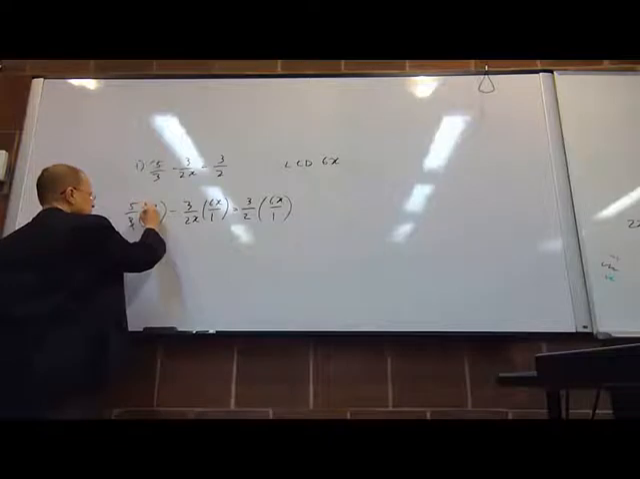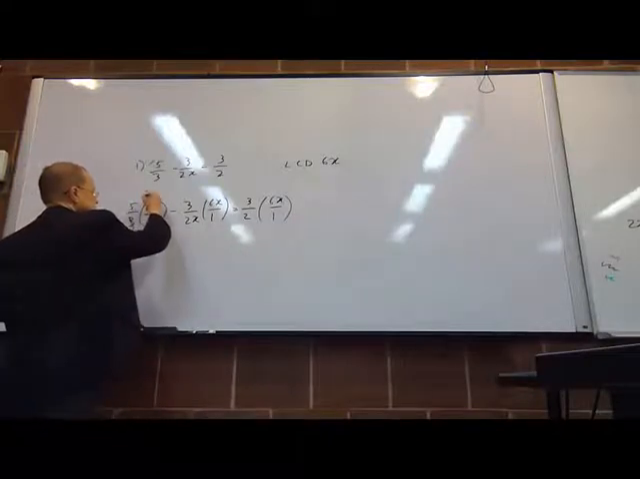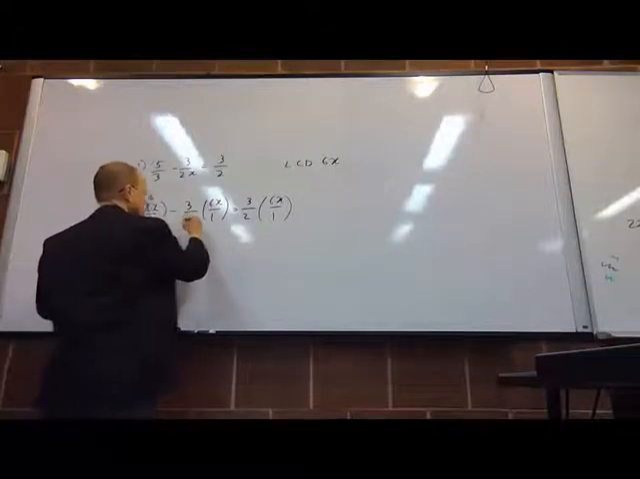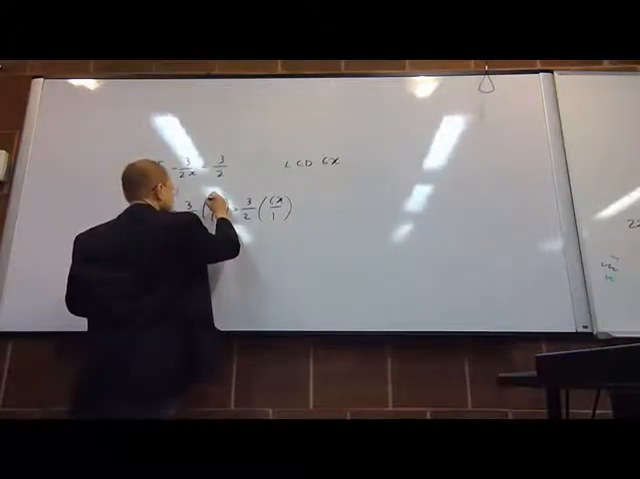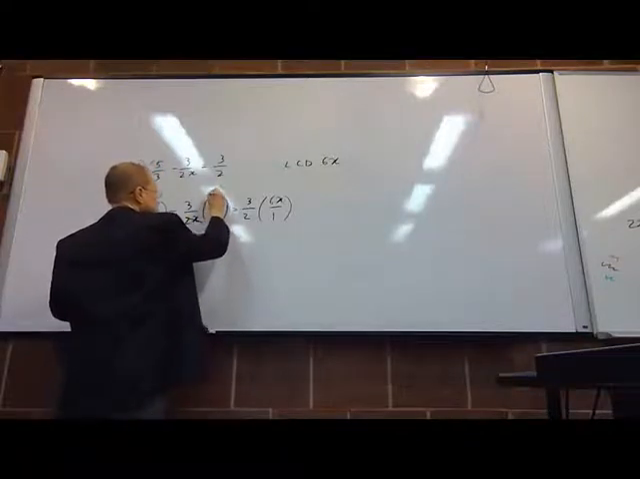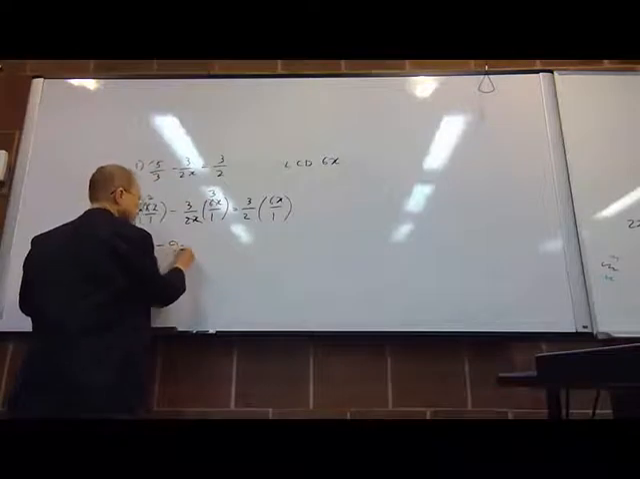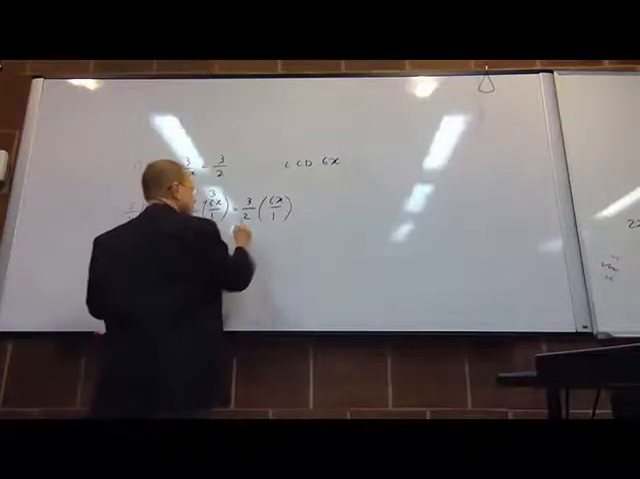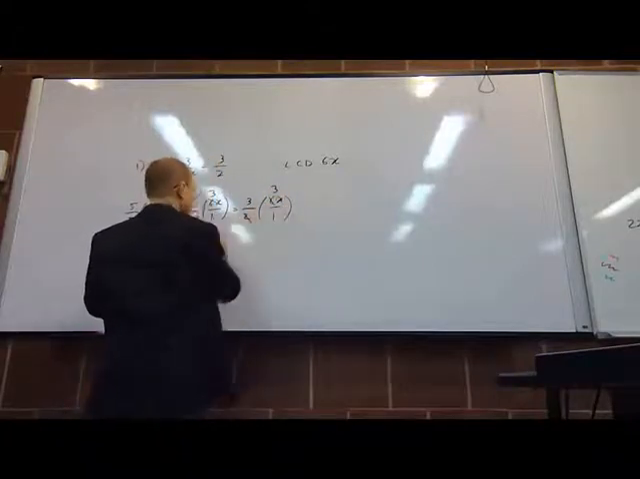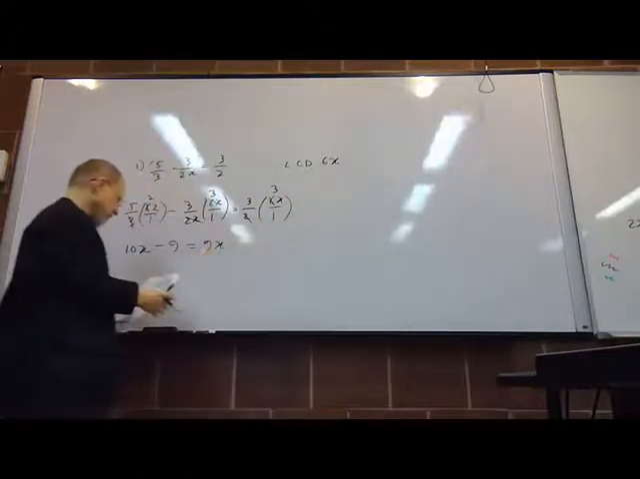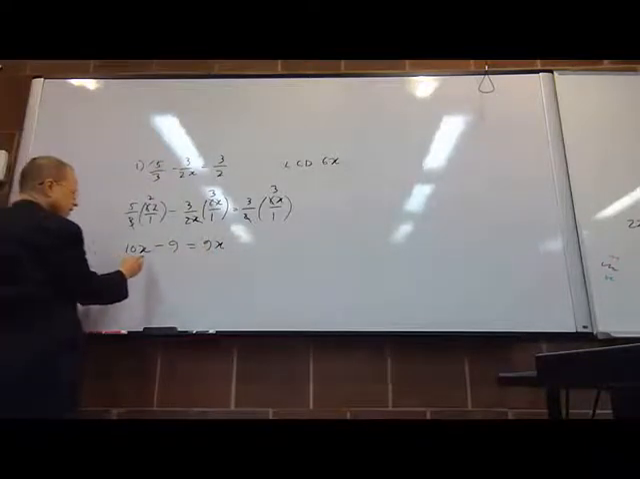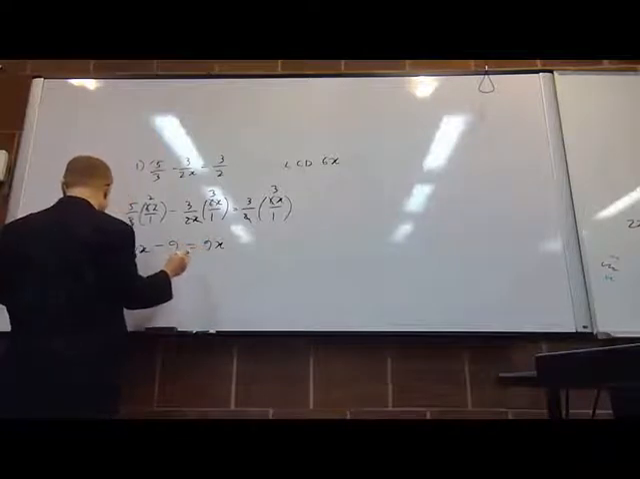And then we can start canceling. Here we have 3 and 6, so that's 2, so that's going to be 10x. Here we have 2x and then 6x. Well, the x's cancel out, and that 2 goes into 6 three times, so that'll give us minus 9. And then we have 2 into 6 is 3, and the x there, so that'll give us 9x.